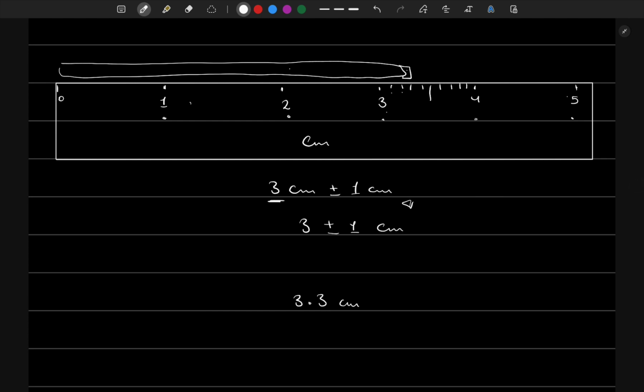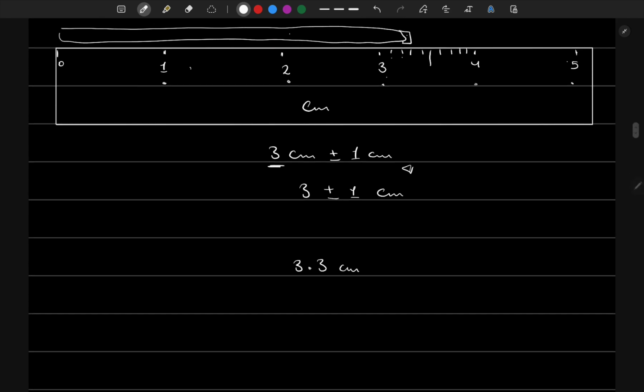But again, nothing is 100% accurate. So again, I'm going to have to write my margin of error. What is my margin of error here? Again, the margin of error is going to be equal to the smallest measuring unit I have. So it's going to be plus or minus 1 millimeter or 0.1 centimeters. Now, what is the difference between this and this?